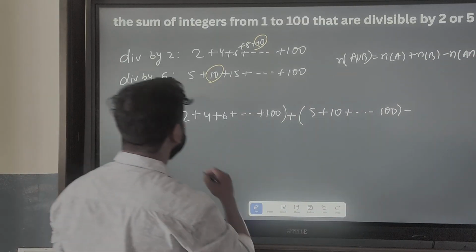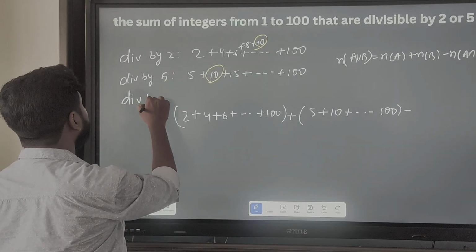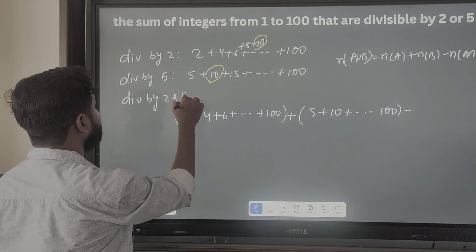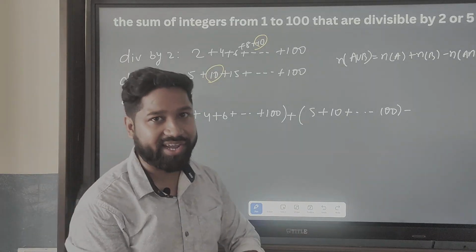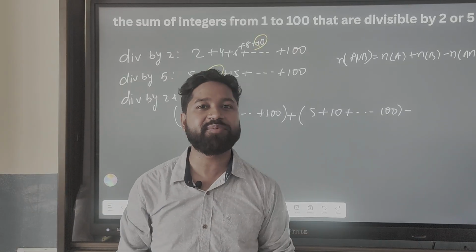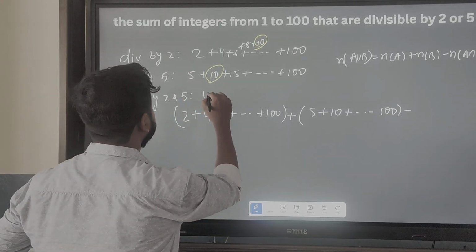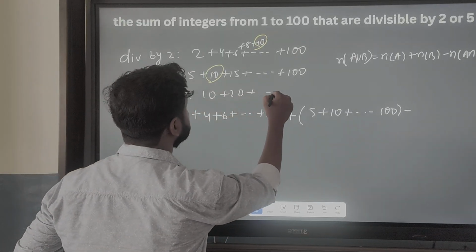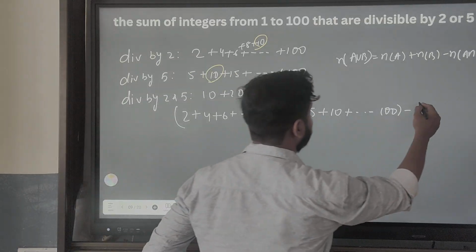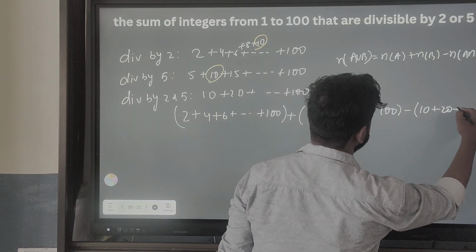So what we need to do? We need to subtract the number that is divisible by 2 and 5. What you'll say? Acha, okay, right? 2 and 5, that means what? Divisible by 10. So they are 10, 20. We need to subtract these numbers. So we'll write 10 plus 20 plus.